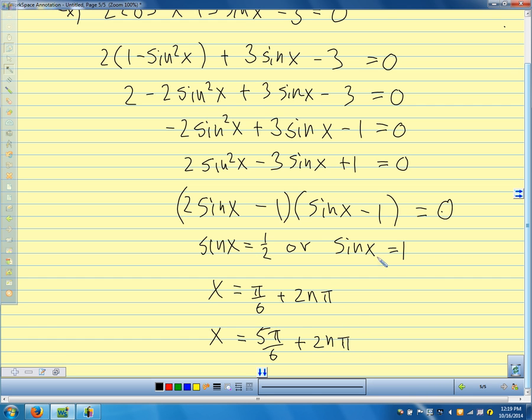And then for this possibility, I get x equals, where is sine theta equal to 1? Pi over 2 plus 2n pi. And there are my answers. Kind of nice. All right, questions on that example?